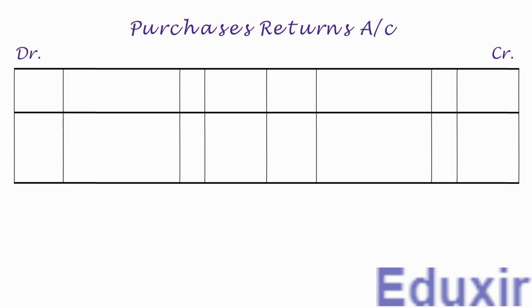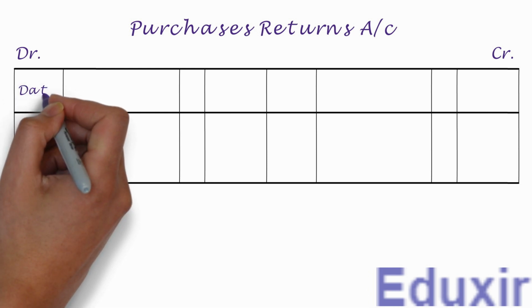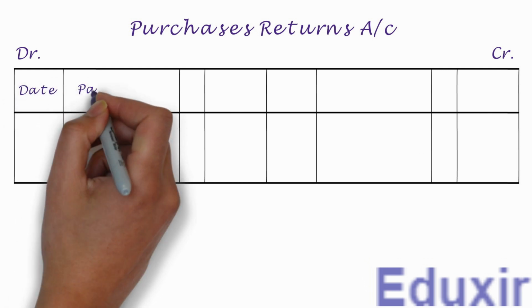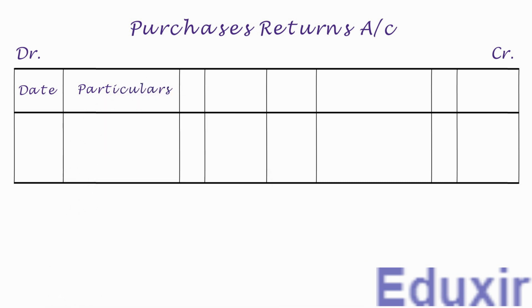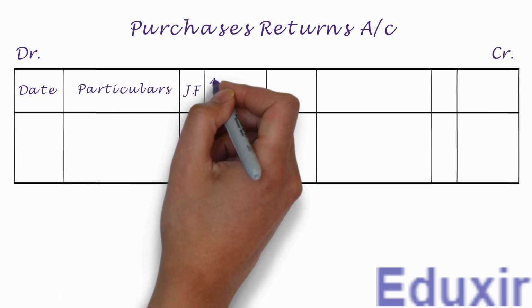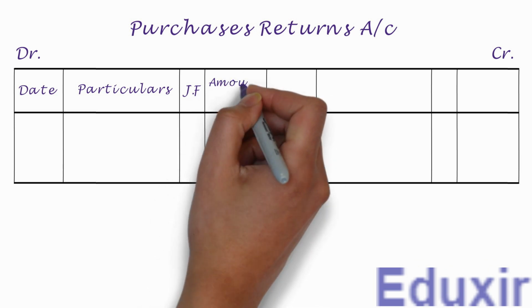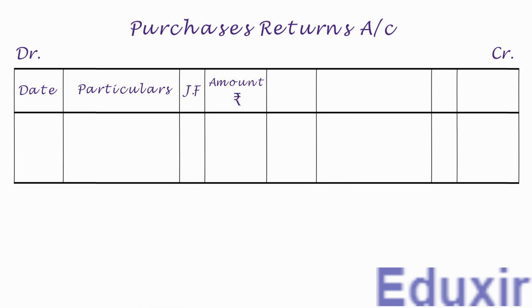Let us then write the headers DR and CR to designate the debit and credit sides respectively. Let us now have the column headings for date, particulars, journal folio and amount in rupees on the debit side. Let us have the same columns on the credit side also.